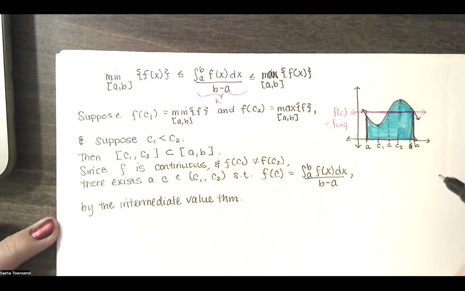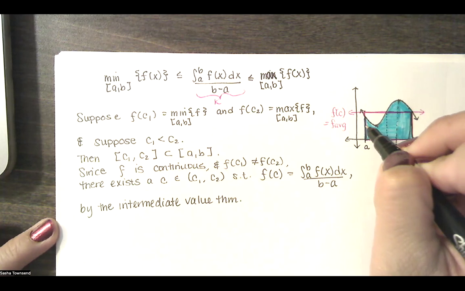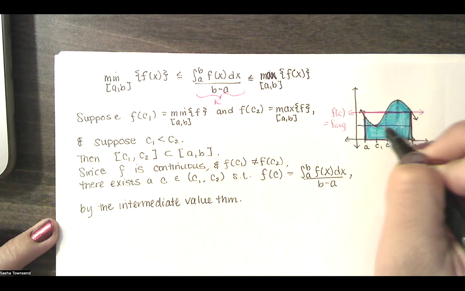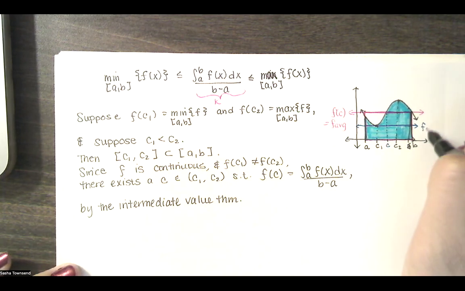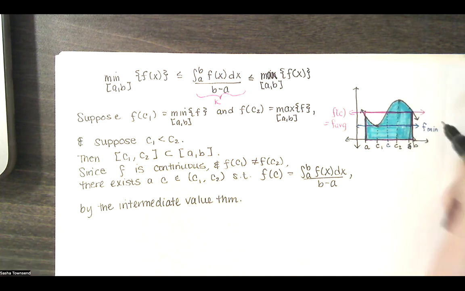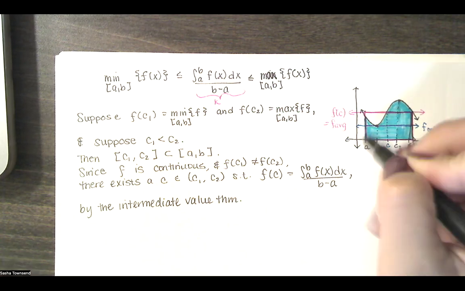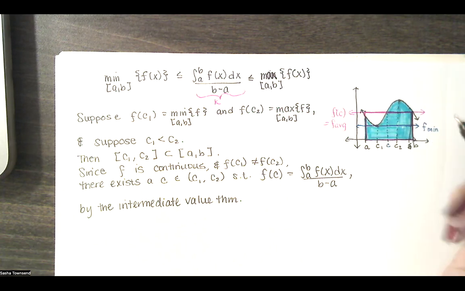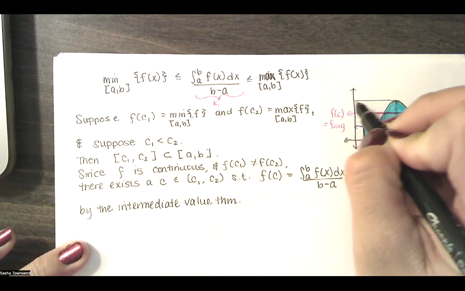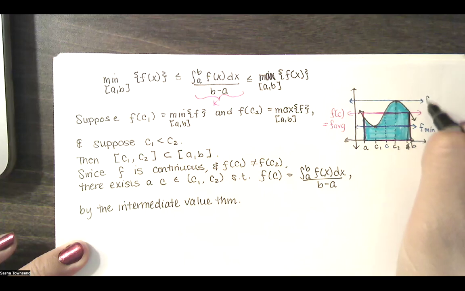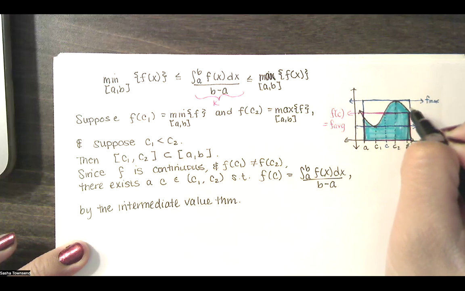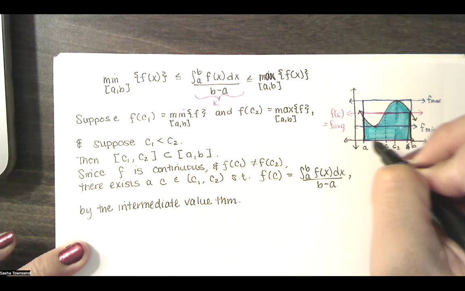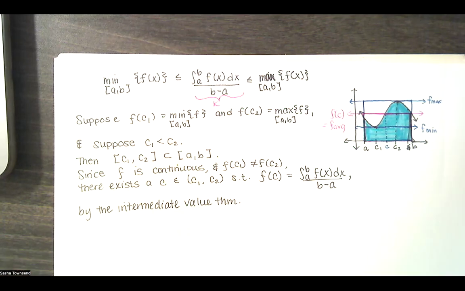And notice it's between C1 and C2, because the minimum value of f is down here. We see that that area lies entirely inside that blue region. So f min times b minus a, that's the area of that rectangle, is less than this blue area. And f max, it's right here. If we look at the area of that rectangle, it's obviously greater than that blue area.